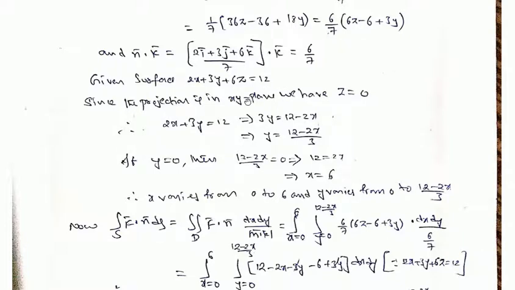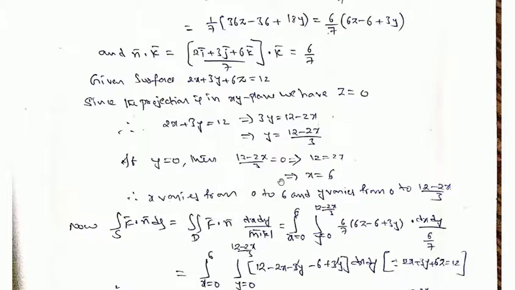Since the projection is in the xy plane, that is the first octant, we have z equal to 0. The given surface reduces to 2x plus 3y equal to 12, so y is equal to (12 minus 2x) by 3. If y is 0, then 12 minus 2x divided by 3 equals 0, that is 12 equals 2x, which means x is equal to 6.